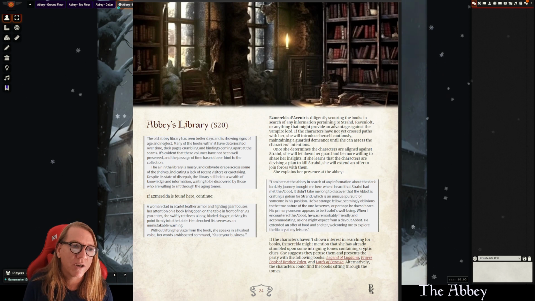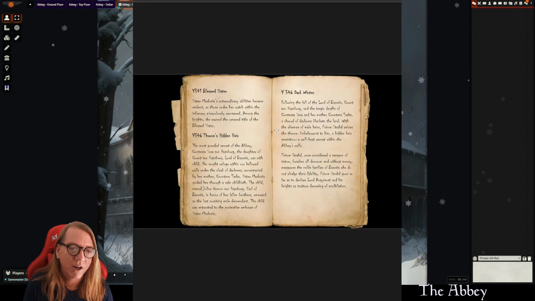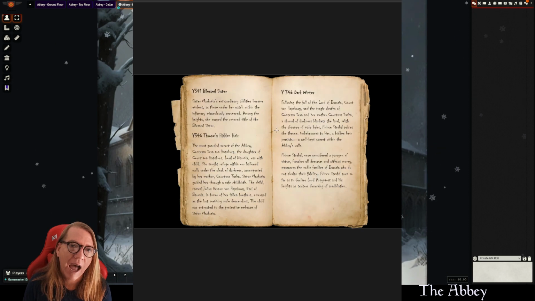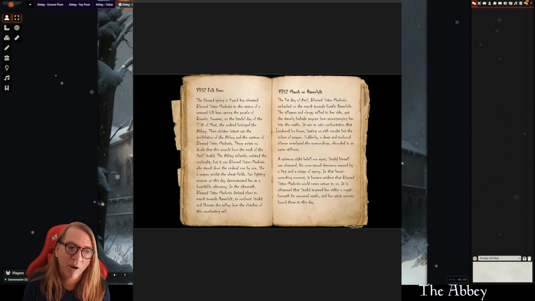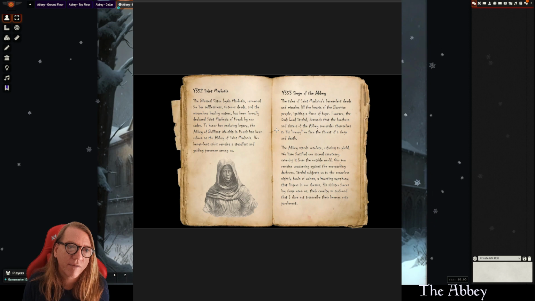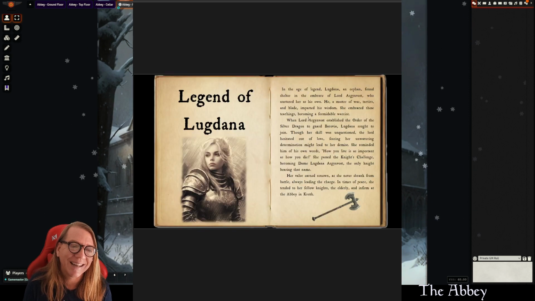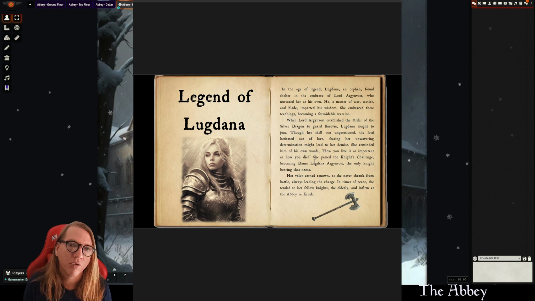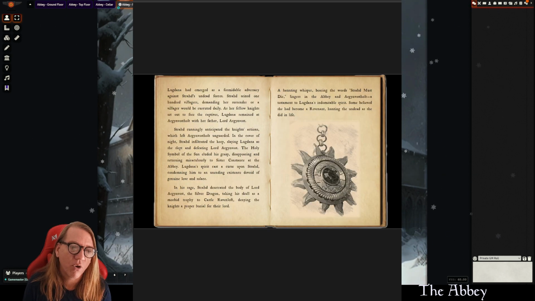So again, I mentioned Brother Valen's prayer book is here, which gives you the history and the background of what happened to the Abbey by Strahd and the history of St. Markovia, because they're going to find St. Markovia's crypt in Ravenloft. In addition, there's the book Legends of Lagonda, who is a female knight and was the adopted daughter of Lord Argynvost. And this is her brief story.